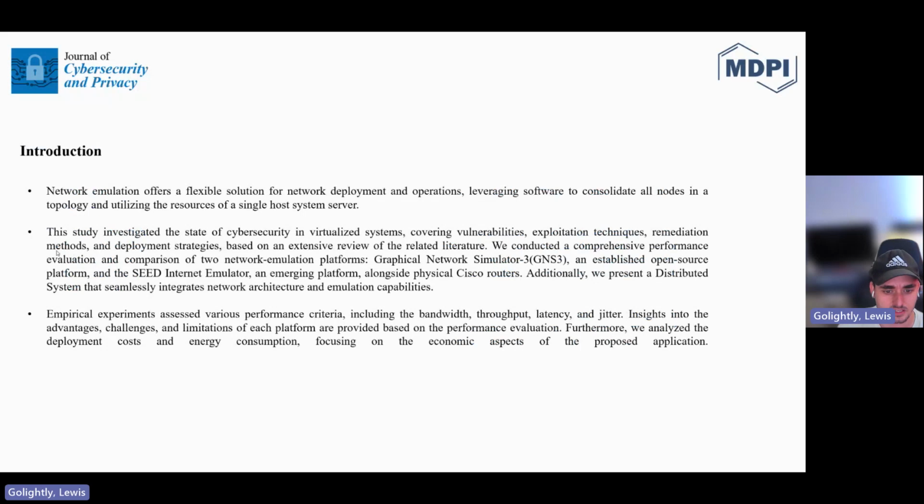The empirical experiments assess various performance criteria, including the bandwidth, throughput, latency, and jitter. Insights into the advantages, challenges, and limitations of each platform are provided based on the performance evaluation. And we analyze the deployment costs and energy consumption, focusing on the economic aspects of the proposed application.